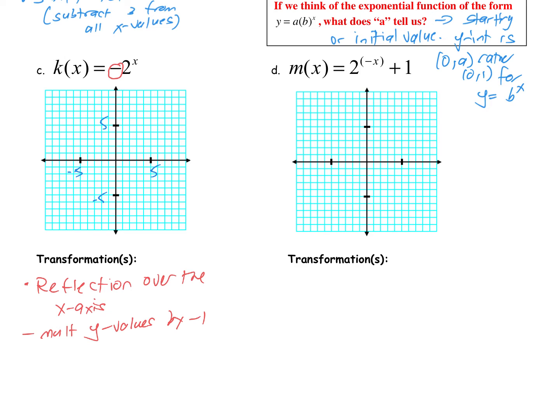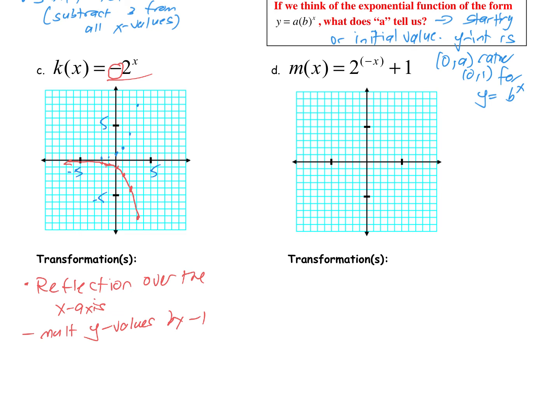So here are the points on the parent function: (-2, 1/4), (-1, 1/2), (0, 1), (1, 2), (2, 4), (3, 8). And then we're going to reflect all these points over the x-axis. So instead of (-2, 1/4), it's (-2, -1/4); (-1, 1/2) becomes (-1, -1/2); (0, 1) becomes (0, -1); (1, 2) becomes (1, -2); (2, 4) becomes (2, -4); and (3, 8) becomes (3, -8).